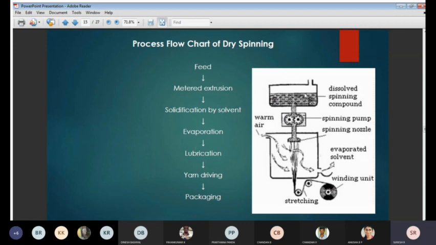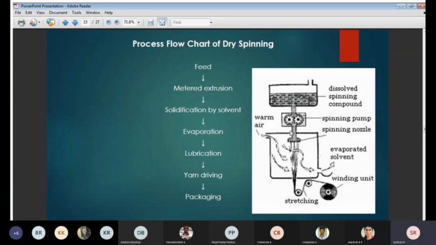Initially, the solvent will be there, and we're going to mix the polymer into it. As the polymer and the solvent are mixed together, they form the solution. So that is the solution. Next, with the help of a spinning pump, it is pulled down from the device. With the help of the spinning pump, the solution is spun out to the spinning nozzle.